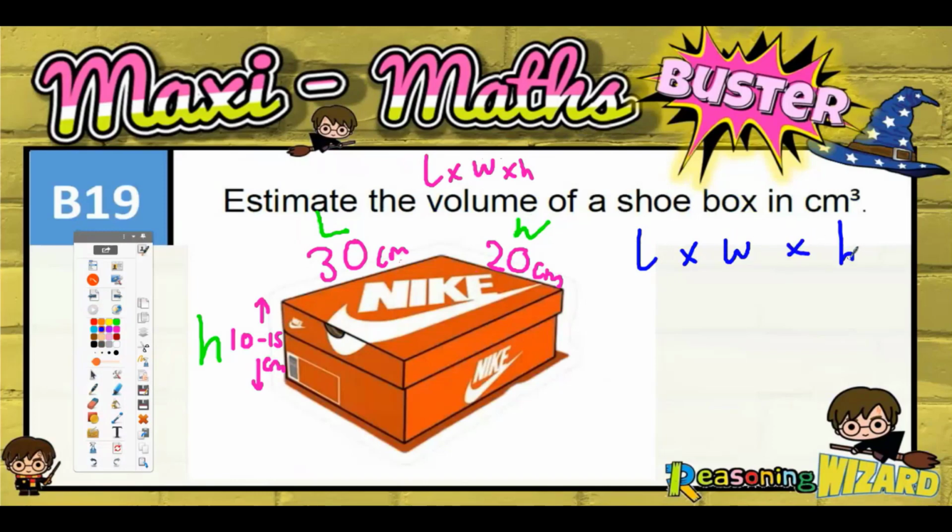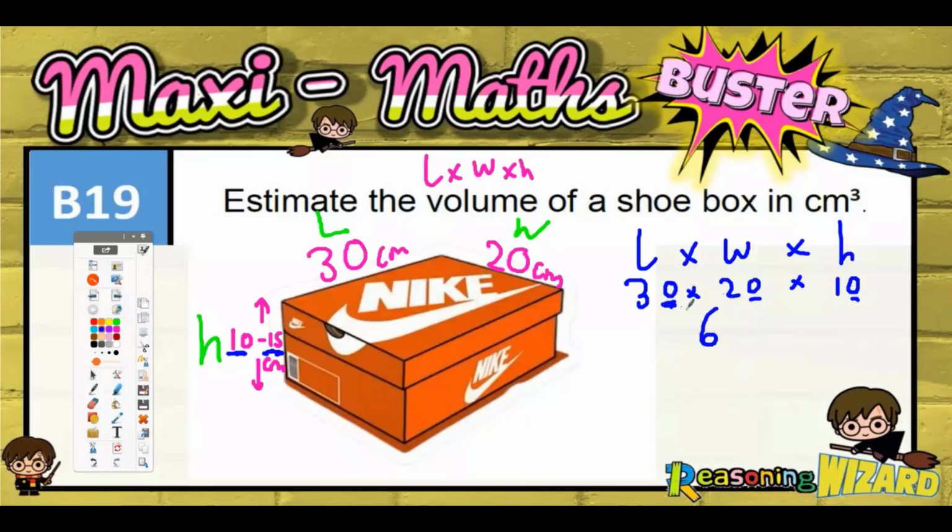Now we'll start with the easier one. The 15 is going to be harder. So the easier is if we keep this as 10, because it's got a 0 on the end of it. So 30 times 20 times 10. Now, this sounds difficult, but if you forget about the zeros to begin with and just go 3 times 2 times 1, 3 times 2 is 6, and 6 times 1 is still 6.